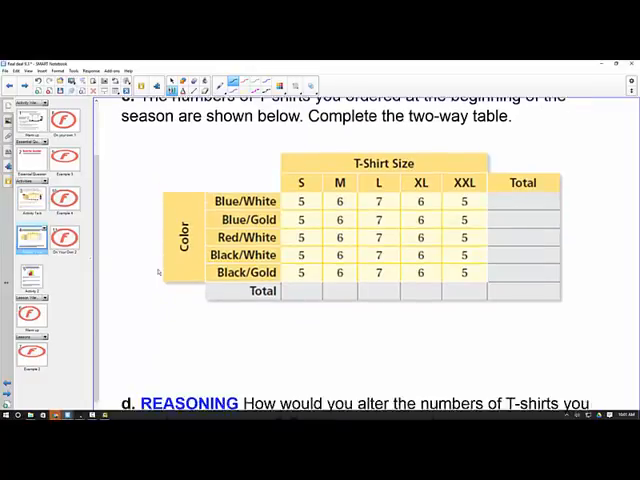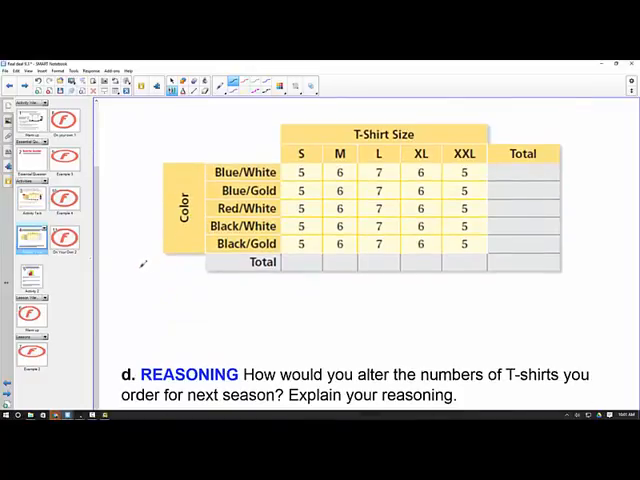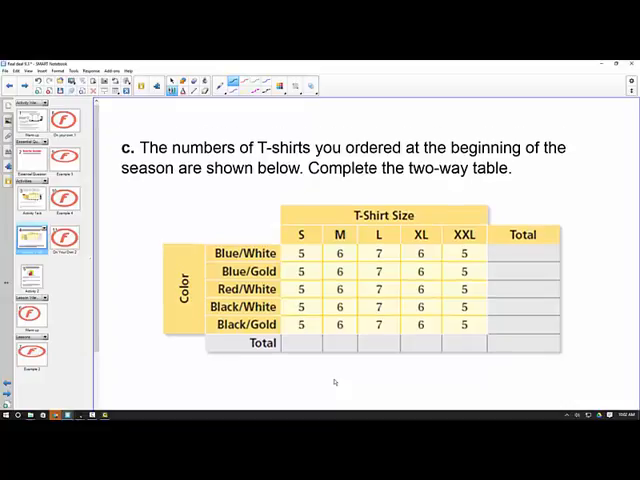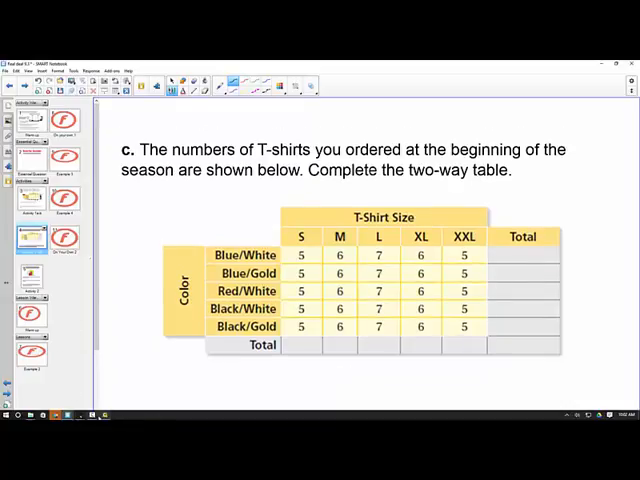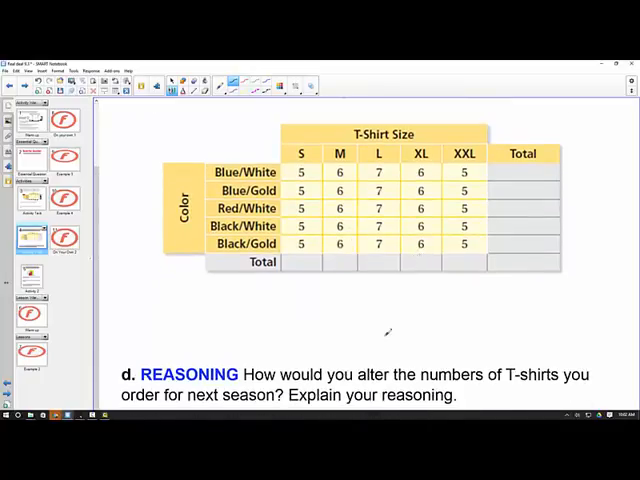Now I do the same thing as I did before. And it says, how would you alter the number of t-shirts that you order for the next season? Explain your reasoning. Well, I probably won't sell as many XXLs as I will for larges and mediums. Most people probably fit within this category, I guess. So maybe I'll order most of these things here and not as many of these.